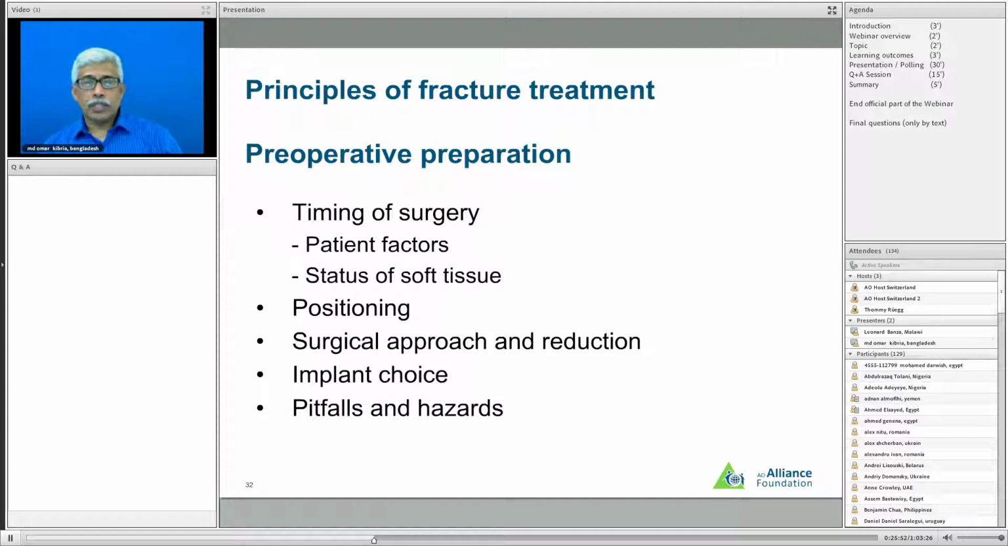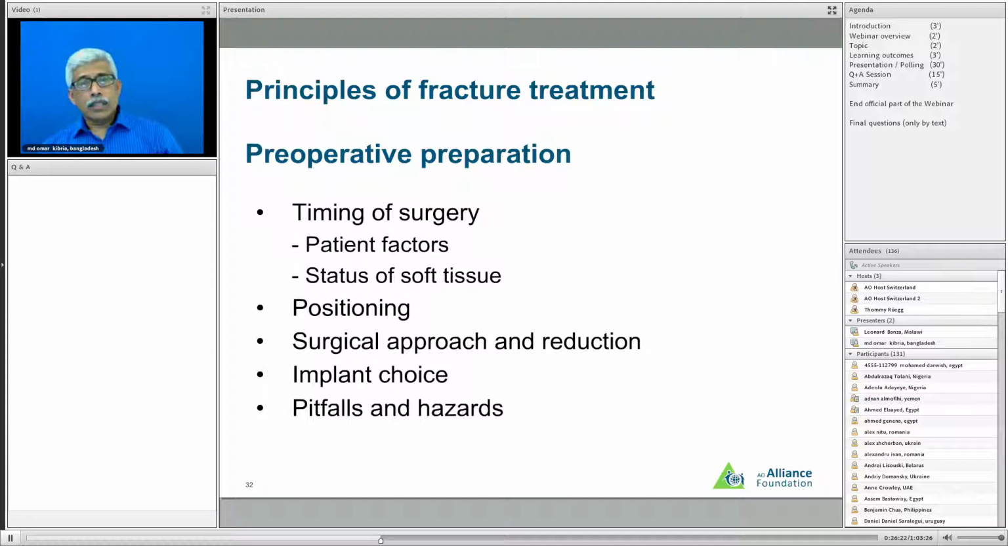The implant choice. Before the surgery, you must look into your implants, because in low-income countries, you may not have all the implants available. So you must keep a second line of defense in hand. Say, for example, plate and screw is the best choice, but you must keep K-wire and cerclage wire at the same time so that it can help you come out of the surgery.